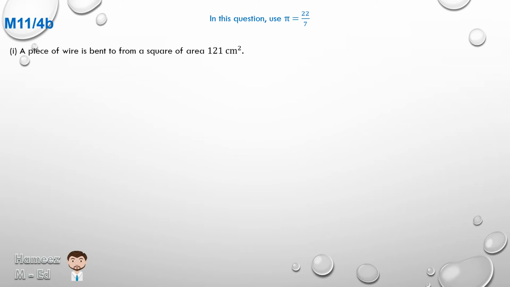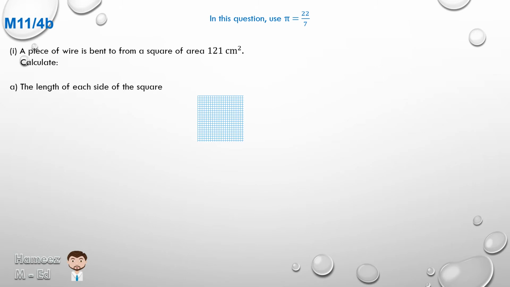May 2011, number 4b. In this question, use pi is equal to 22 over 7. Part 1. A piece of wire is bent to form a square. So we have a square there of area 121 centimeters squared. So we have the square and we cover the area. Remember, the area will be the surface, the number of squares that covers the surface, and we have that in blue. So calculate, part A, the length of each side of the square.